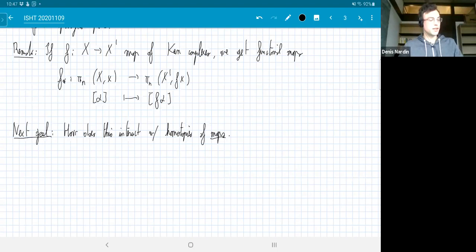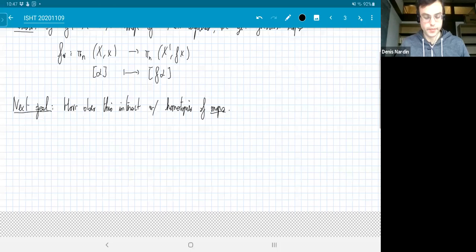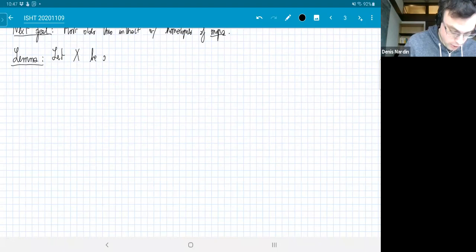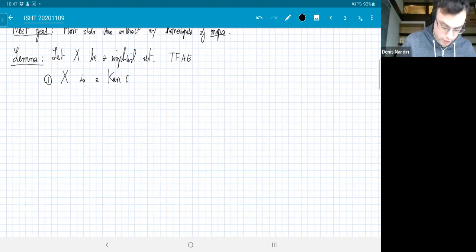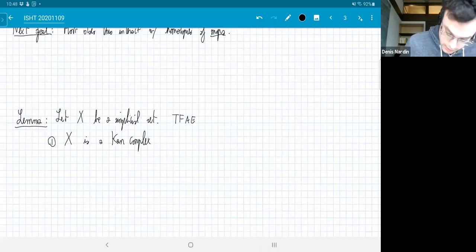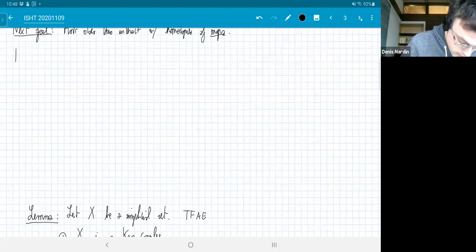And we will go through this lemma together. So let X be a simplicial set. The following are equivalent. So one, X is a Kan complex. Oh, sorry, before I state this lemma, I haven't defined the most important object yet. Sorry. So let me move the lemma down and give you an important definition.